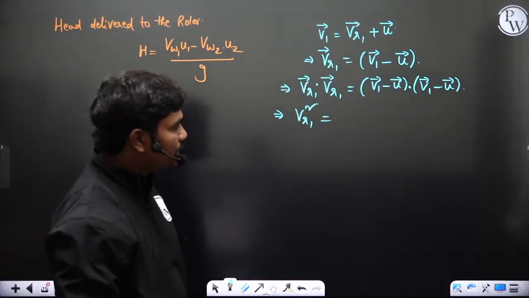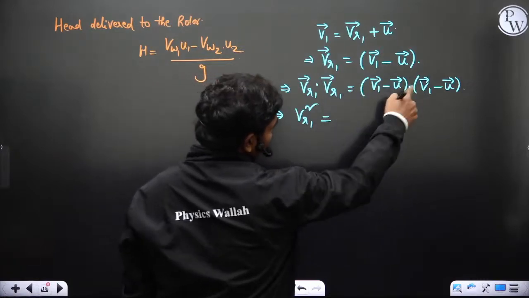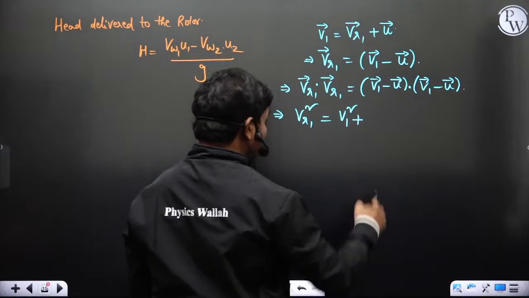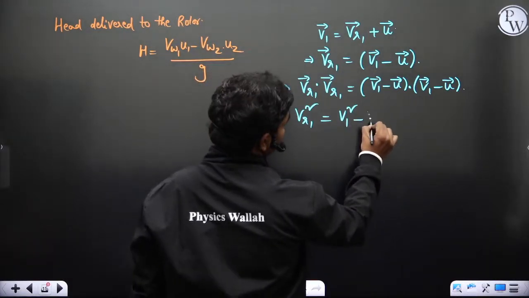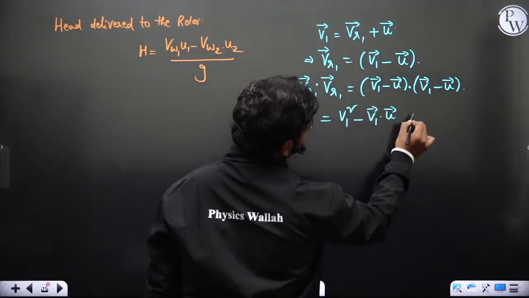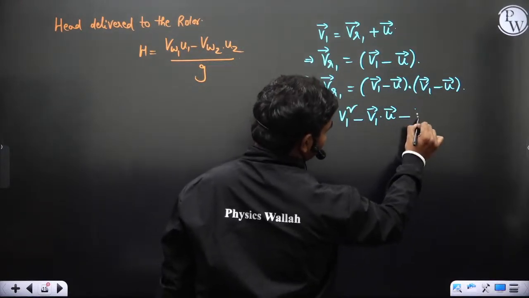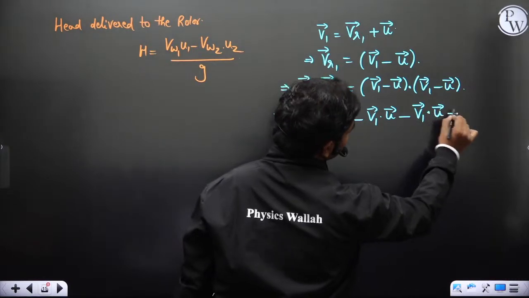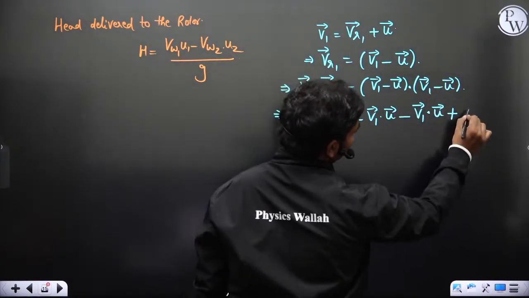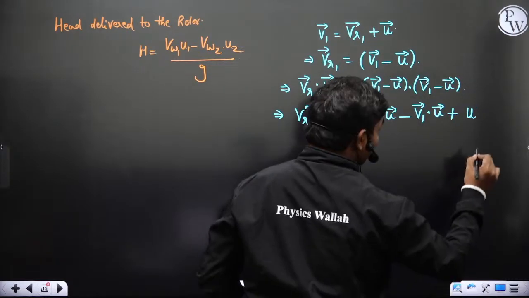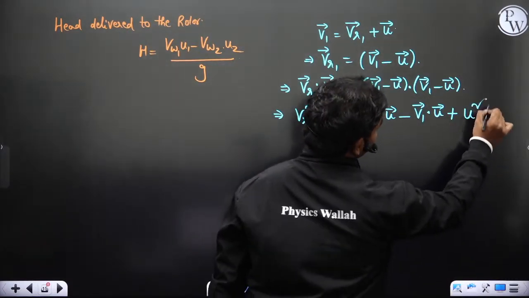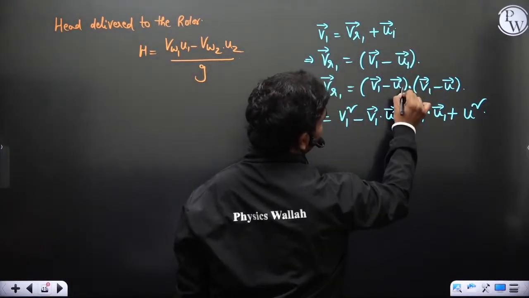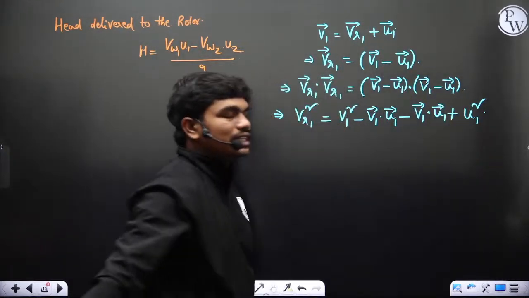V1 dotted with V1 gives you V1 square, plus V1 dotted with U gives you minus V1 dot U. Again, minus U dot V1 again gives you minus V1 dot U. The dot product is commutative, so we can write any dot product either way. Minus of minus plus U dot U gives magnitude of U square. So this is U1 square.